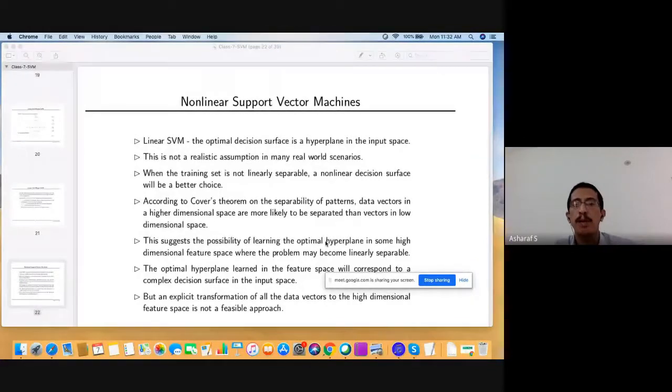Right, that's where we stopped, and we have seen how to write the Wolfe dual, how the derivation happens, and what's behind it. What is the mathematical fundamentals behind it? Today we are going to see nonlinear support vector machines.